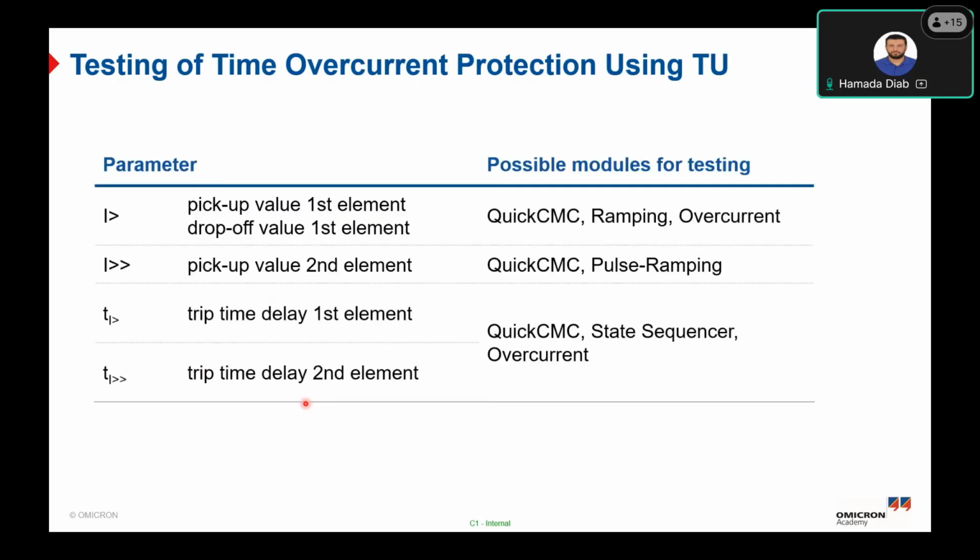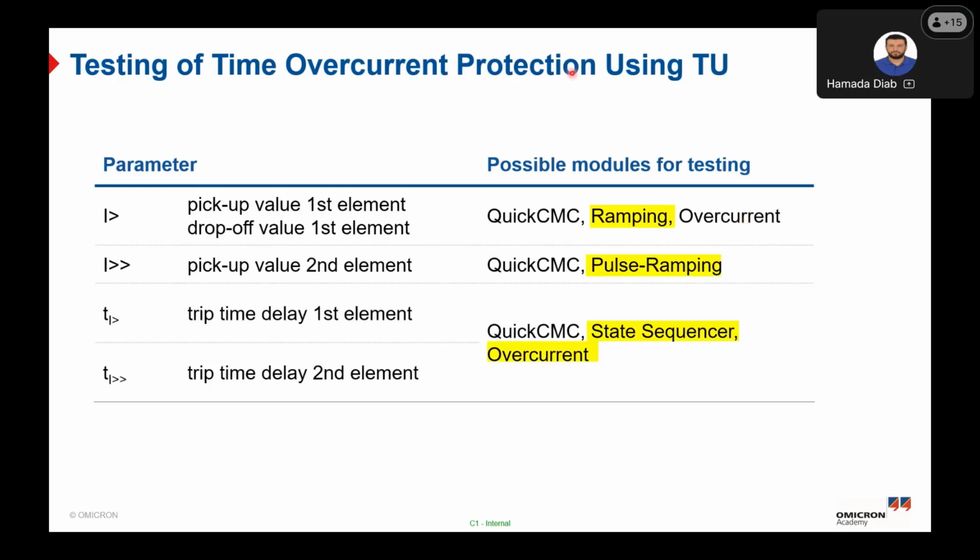Okay, so how do we test the time overcurrent protection using the testing software? We have different modules which can be used standalone or in combination inside the same OCC file. So for I greater here, the pickup and the drop-off value can be checked using the quick CMC or the ramping module, or the dedicated overcurrent module for sure. Okay, so the overcurrent module can be used for the overcurrent protection function.